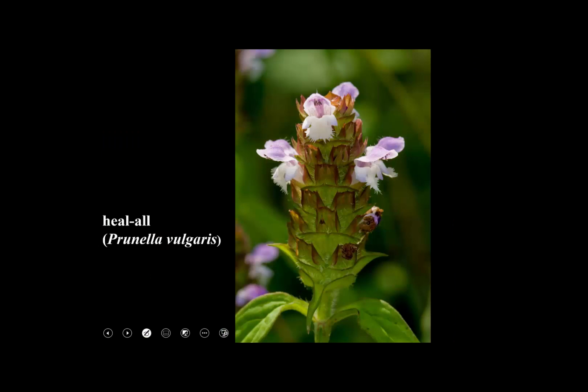Here's a plant called heal-all. It's Prunella vulgaris. Vulgaris means common. One of the things that's interesting about heal-all, right off the bat, I don't think it's known to heal a lot of things. I'm not an expert in medicinal plants, but you hear about what plants are used for, and I haven't heard of heal-all being used for much. Maybe it was, but it doesn't stand out.